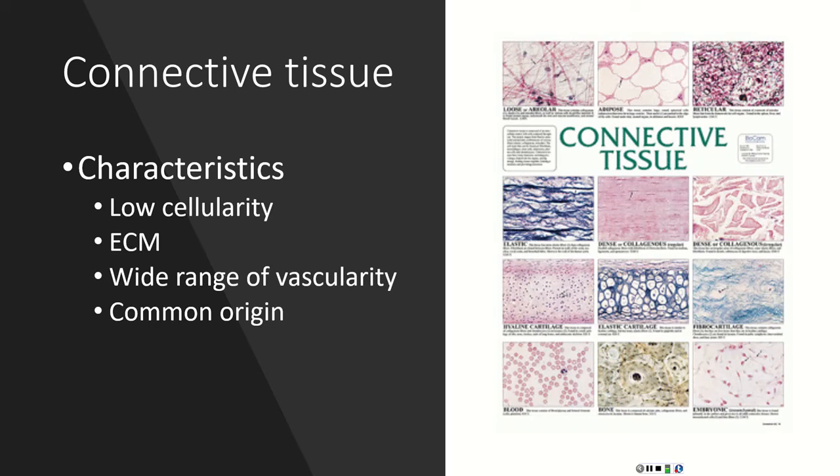And connective tissue has a common origin, even though they all look really, really different, as we see here in these pictures. They all come from the mesoderm in that embryonic layer. So things like bone versus fat versus tendons versus blood, they all look really, really different and they don't seem like they have much in common. But they all have that common origin in the mesoderm.